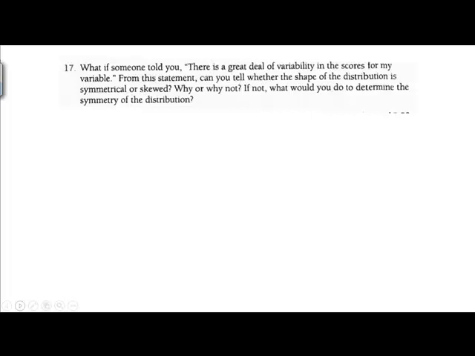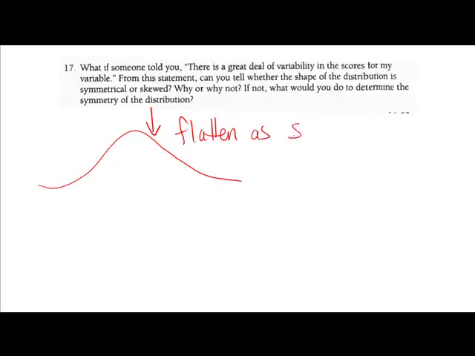Let's look at 17. What if someone told you there's a great deal of variability in the scores for my variable? From this statement, can you tell whether the shape of the distribution is symmetrical or skewed? Why or why not? Well, no, you can't. Because we have a distribution, and if there's a great deal of variability, what's going to happen to this? Well, our curve is going to be pushed down, and it's going to flatten as variability, either s or s squared, increases. That's what's going to happen. Variability away from the mean increases, it gets flatter.